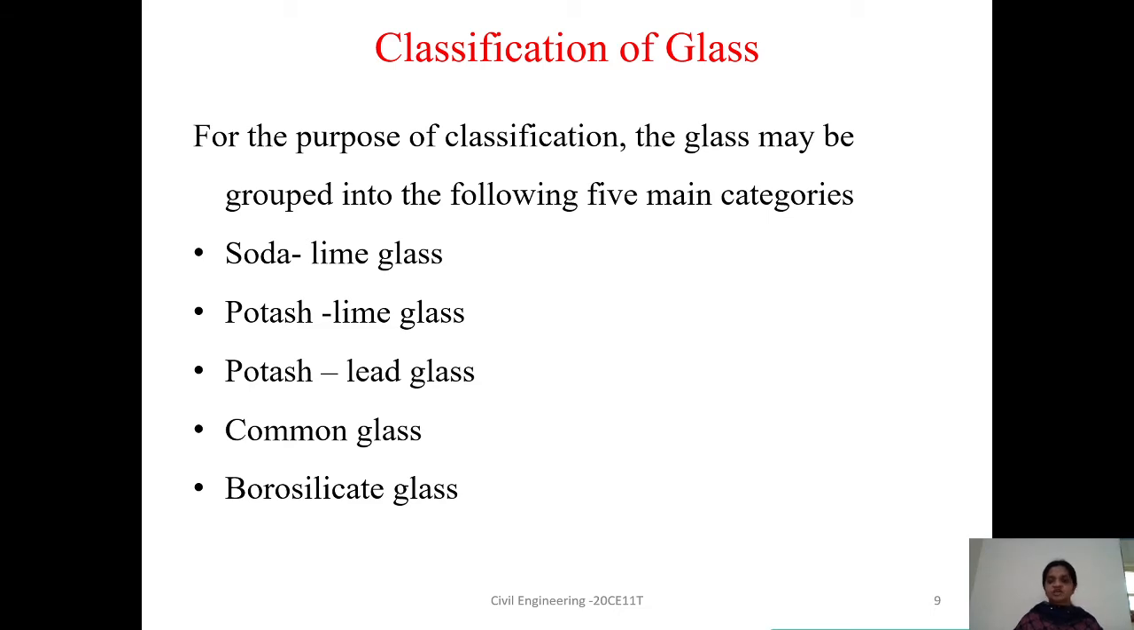Coming to classification of glass. For the purpose of classification, the glass may be grouped into the following 5 main categories: soda lime glass, potash lime glass, potash lead glass, common glass, and borosilicate glass. In this unit, you are studying about the properties and uses of soda lime glass, lead glass, and borosilicate glass.